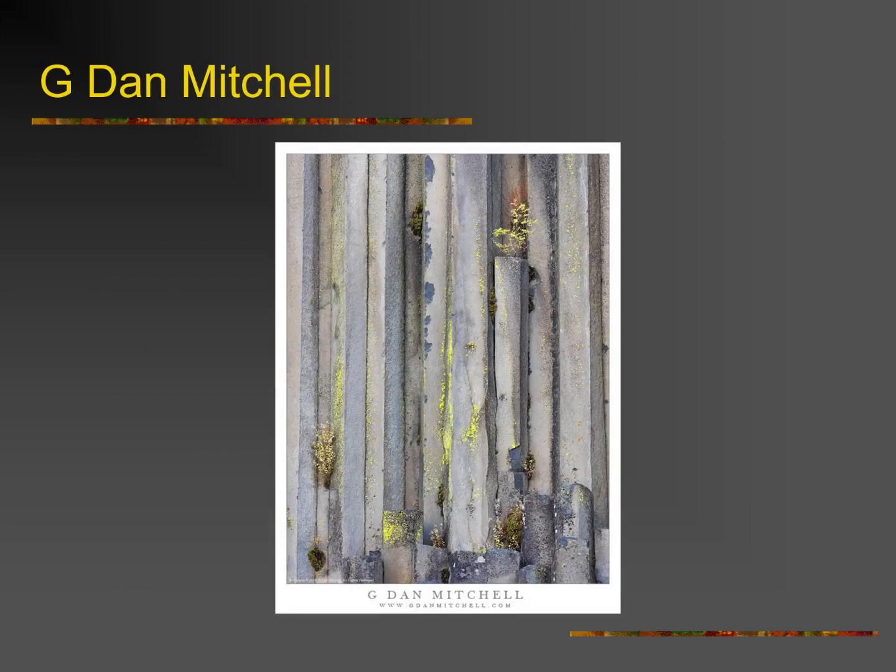G. Dan Mitchell is one of my favorites. He wrote a book called California Fall Color, A Photographer's Guide to Autumn in the Sierra, and he manages to find subtle ways of attracting the eye and getting you there without necessarily a lot of drama, which I really like.